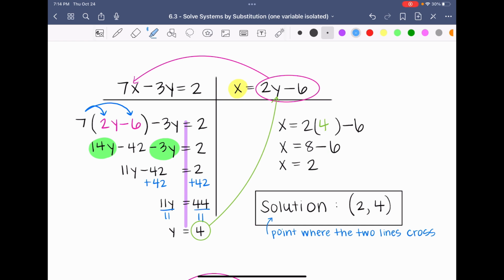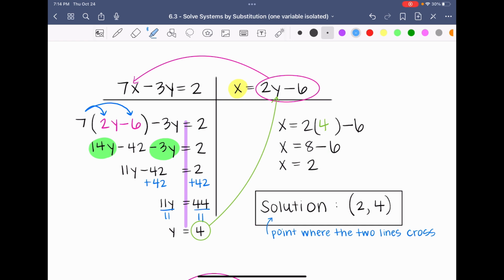Once you have y equals 4, then you can plug it into the other side of the table for the letter that it represents. So see here how I plugged the 4 in for the y. 2 times 4 is 8, and then 8 take away 6 is 2. So you get x equals 2 as the other part of your answer.